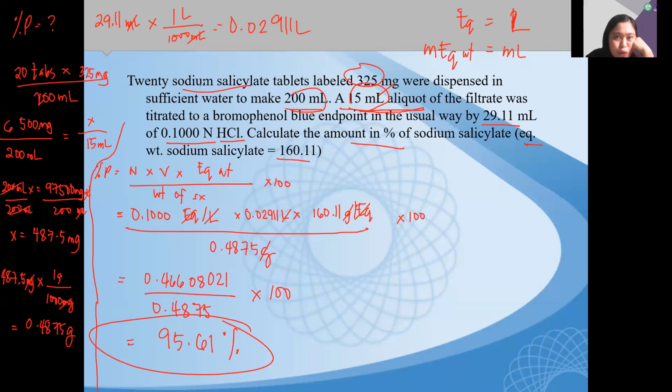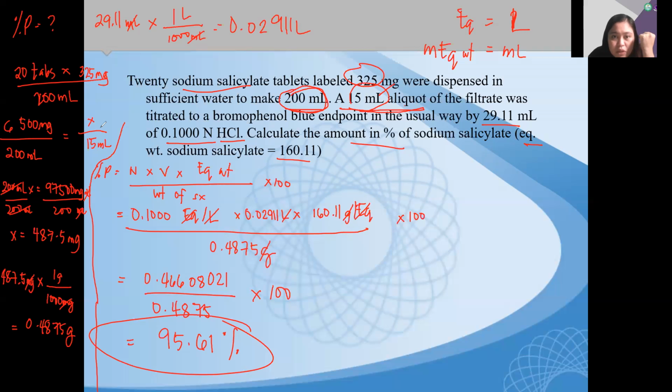So balikan mo yung first sentence. Meron ka daw 20 tablets. Each of them is labeled 325 milligrams. Kaya ako siya minultiply. Kasi lahat ng yun nilagay kasi dito sa 200 ml na solution. So out from the 200 ml, 15 ml lang again yung ginamit sa titration.